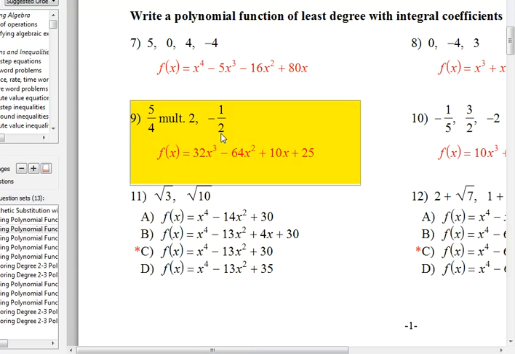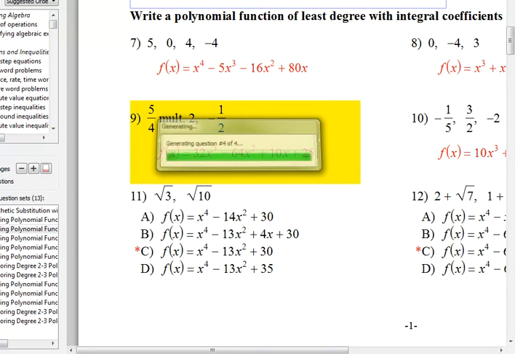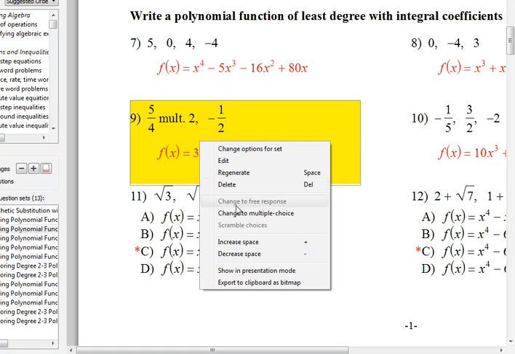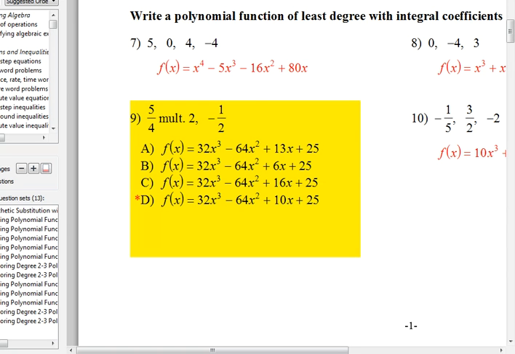mine does. So actually I'm going to shift that. No, I didn't mean to do that. Wrong button. Multiple choice. Nope, maybe I can't make a multiple choice. Yeah, there we go. Okay. There we go. Okay. So, number 9.